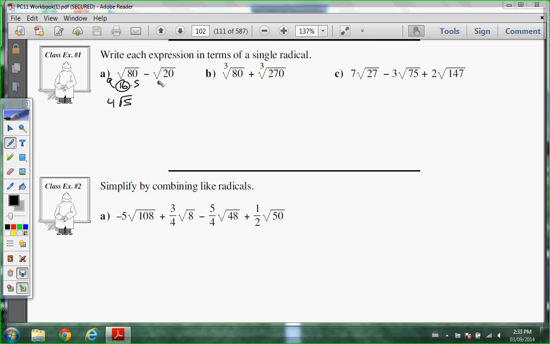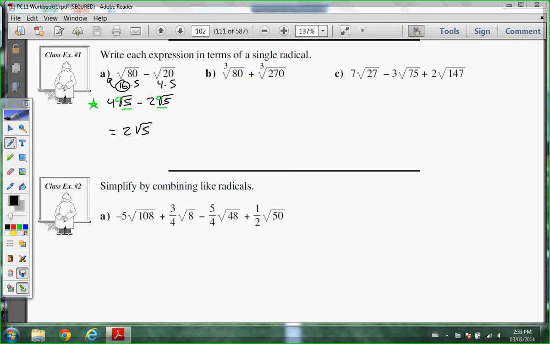20 breaks down to 4 times 5. The 4 comes out as a 2, minus 2 root 5. 4 root 5 minus 2 root 5 is 2 root 5. Okay, and that's the answer. The goal was to get this right here where they have same radicand, same index. We did that. Now we can combine them.